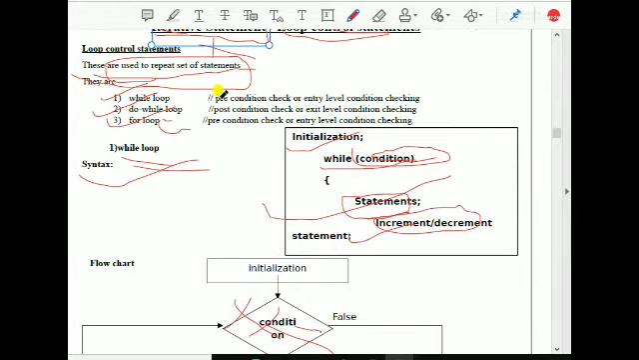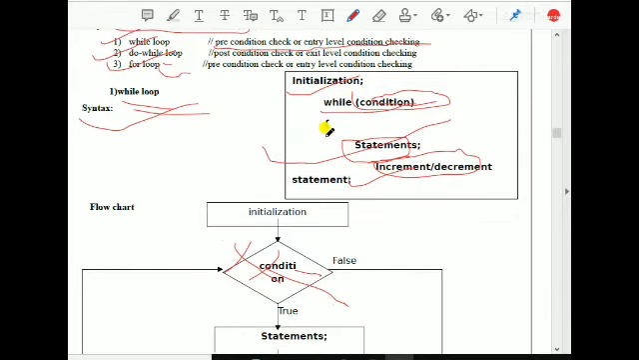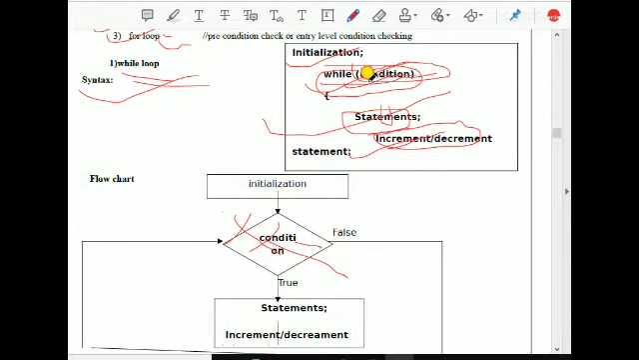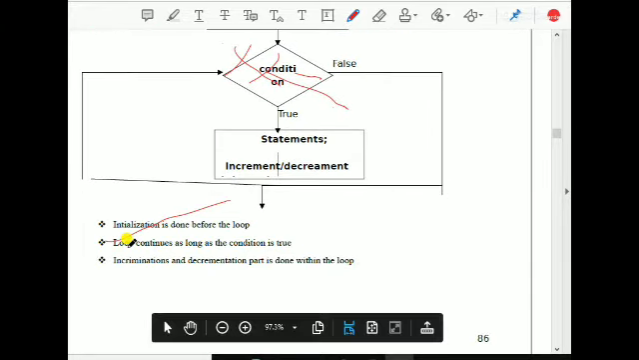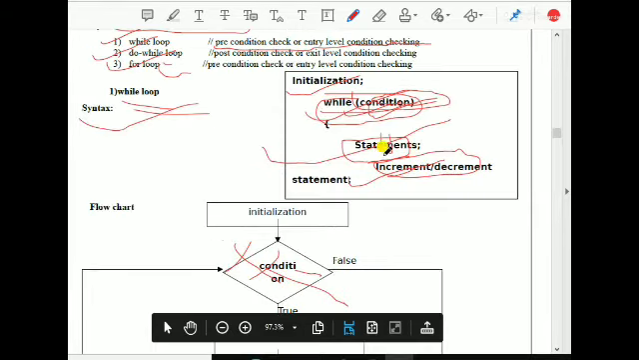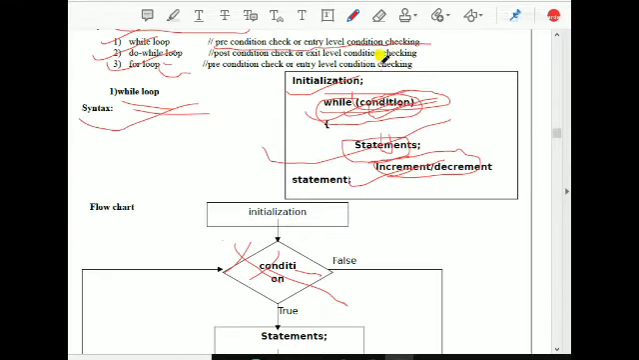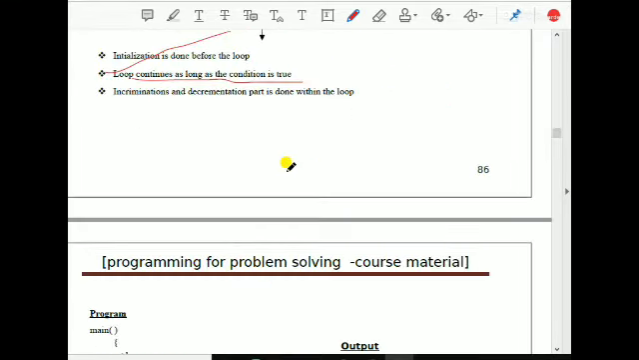In the while loop you can also write precondition check, for entry level condition checking. In the while loop, if you give some condition, it will check the condition at that time only. That's why here the while condition comes first, then the statement, and after that the value is incremented. See, initialization is done before the loop. Initialization is nothing but the condition here. The loop continues as long as the condition is true. Increment and decrement are part of the loop, done after checking the condition.